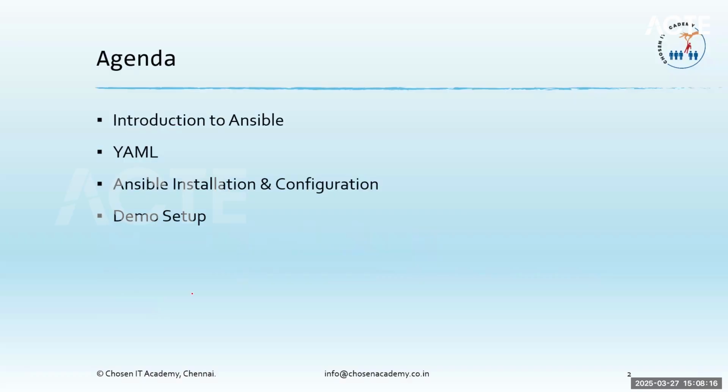Okay, so we'll start with an introduction to Ansible, and there's a language that we need to write this automation scripts, and that's called YAML. We'll talk about that. And then we'll see how to install and how to do a configuration. Then we'll see how to do a basics demo setup. So that's what I have planned for this Ansible.